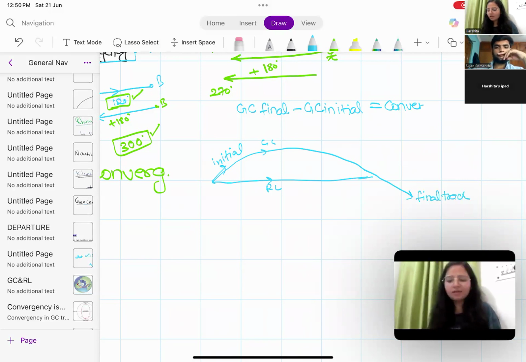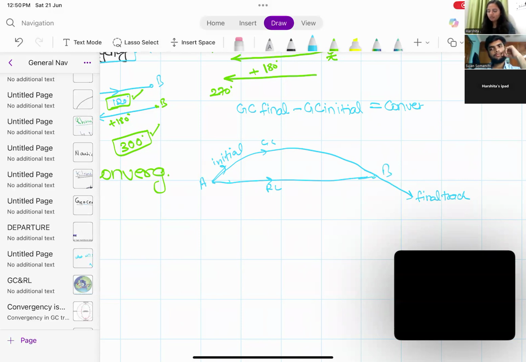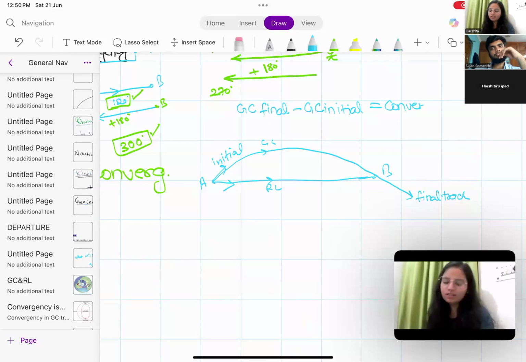Okay, A to B. This is my initial great circle track. Why did I say initial great circle? Why did I not say this? This is the initial great circle, because this is the rhumb line.